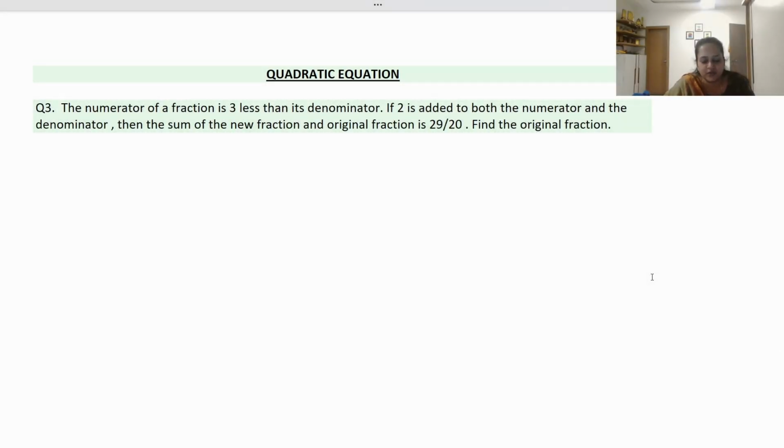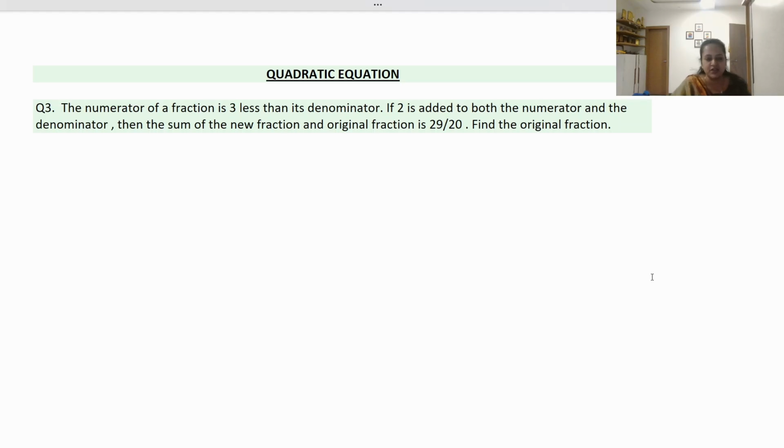Hello children, let's look at one more question from the chapter of quadratic equation. Let's look at the question. It says a numerator of a fraction is 3 less than its denominator. If 2 is added to both numerator and denominator, then the sum of the new fraction and the original fraction is 29 by 20. We have to find the original fraction. The question is find the original fraction.